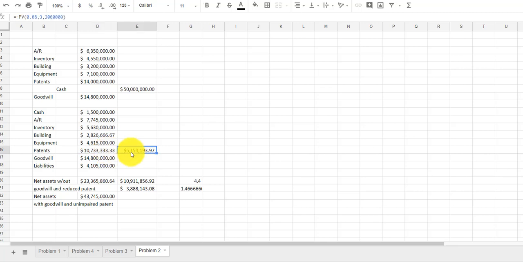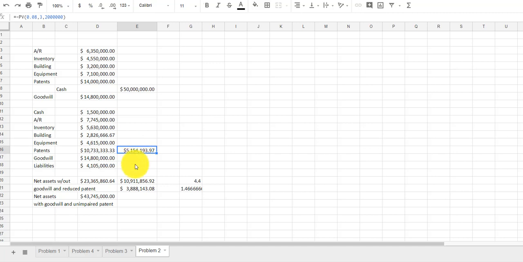We do so, we decide that it is impaired and that it needs to be adjusted to its fair value using the present value of the future cash flows. The only future cash flows are $2 million 3 times. We use the present value at 8% and we get $5 million. You can see that there was quite the loss on the patent impairment from the original 10.7 down to 5.1.